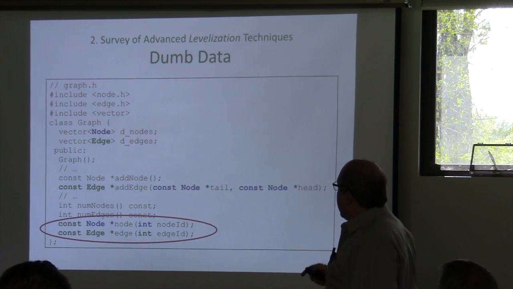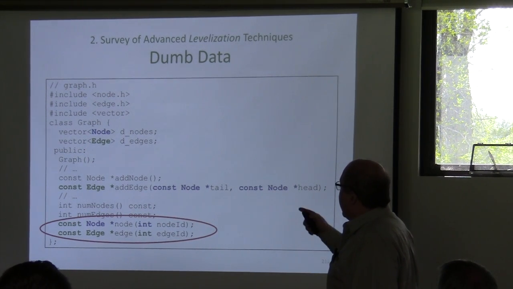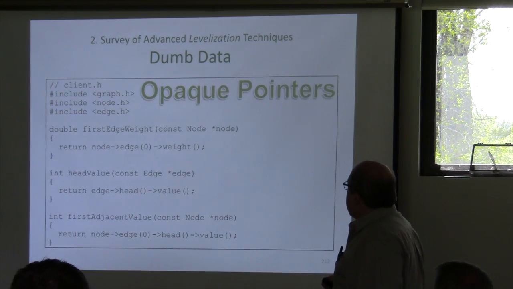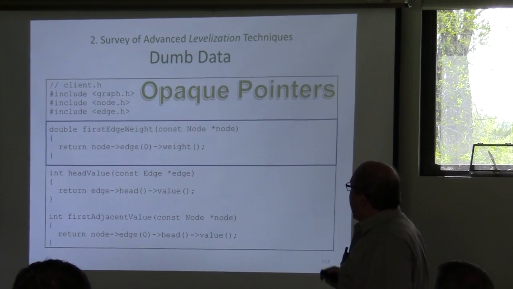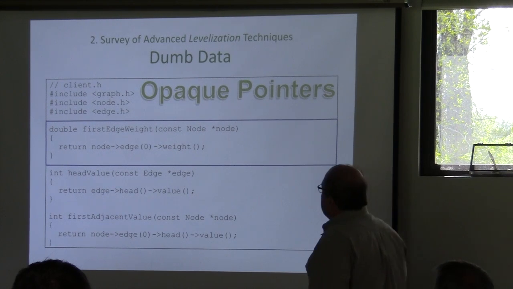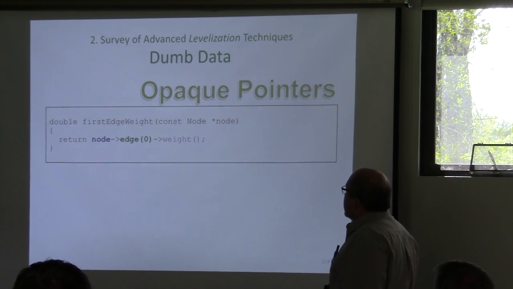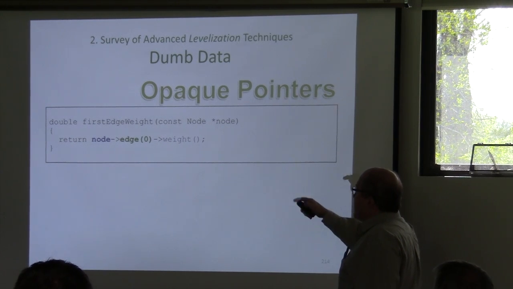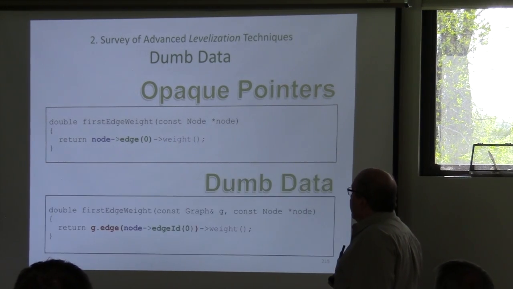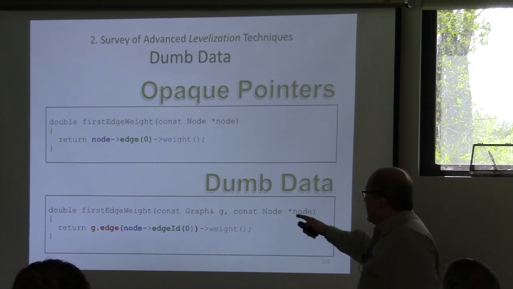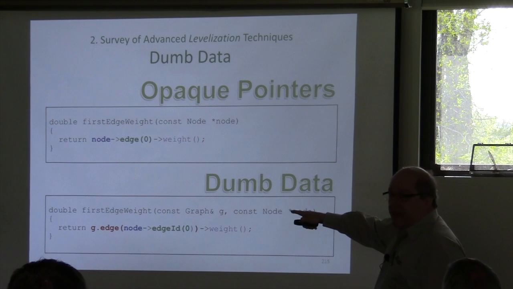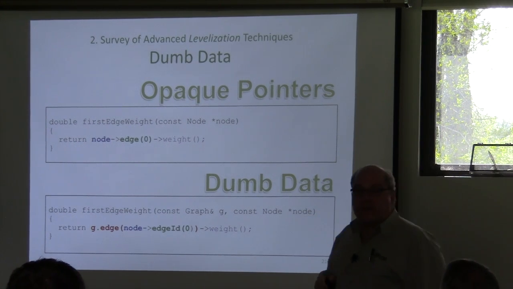And if you look here, I can just give the node ID, and I'll get the node pointer from the graph. So let's take a look at this guy, first edge weight. First edge weight is implemented here as node points to edge of 0, points to weight. Now with dumb data, it looks like g edge of node points to edge ID of 0. Now go get back the pointer and apply it to weight.